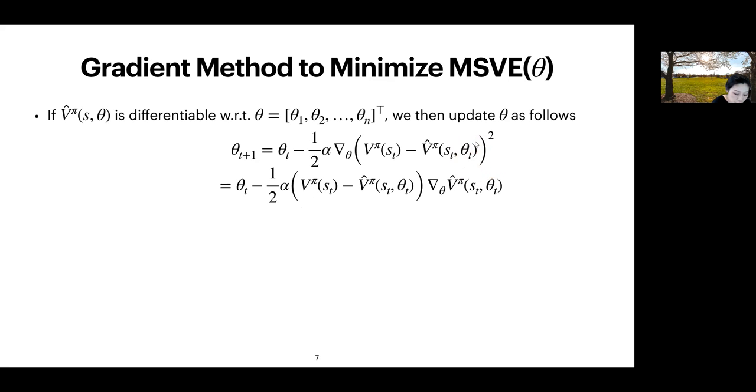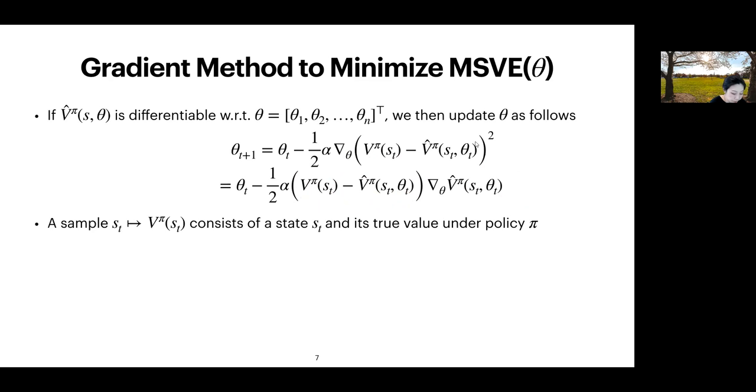Okay, so now if you write it out, based on very simple math, you can see this is just the difference between these two value functions, the ground truth and your approximation, and then taking the derivative with respect to theta. Again, evaluated at theta t, right? So what this is saying is, one sample, the mapping from S_t to V pi of S_t, consists of a state S_t and its true value under policy pi, right? So this guy here is the true value, and of course also S_t itself, right?